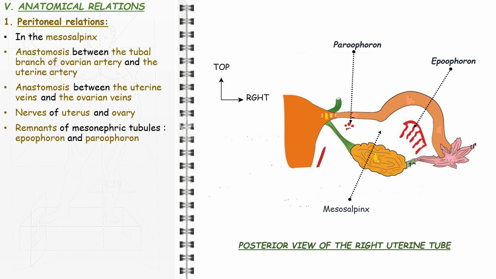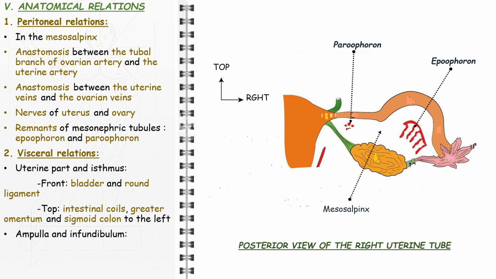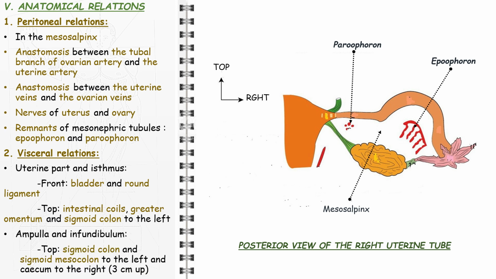The anatomical relations of uterine tubes differ as we progress through their different parts. In the uterine part and isthmus, they are in contact with the bladder and the round ligament in front and with the intestinal coils, greater omentum and sigmoid colon to the left on top. In the ampulla and infundibulum, they are in contact on top with the cecum on the right and with the sigmoid colon and mesocolon on the left about 3 cm up.